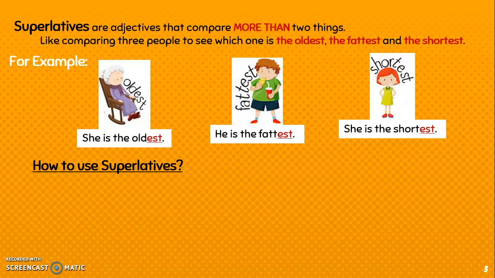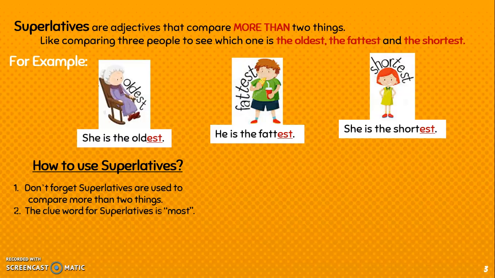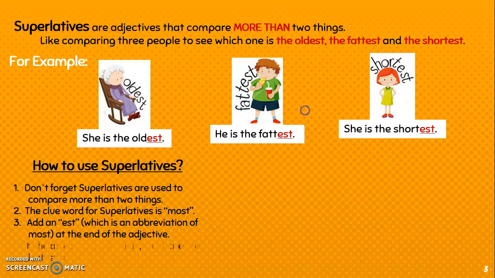How to use superlatives? Don't forget superlatives are used to compare more than two things. The clue word for superlatives is "most". Add an -est, which is an abbreviation of "most", at the end of the adjective. If the adjective is too short, duplicate the last letter.